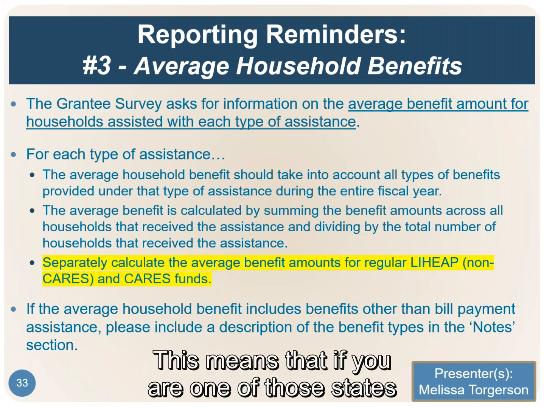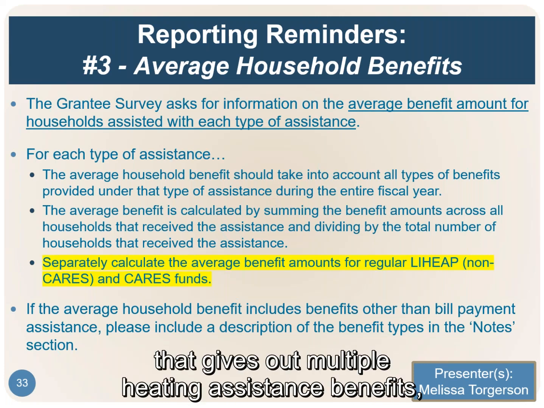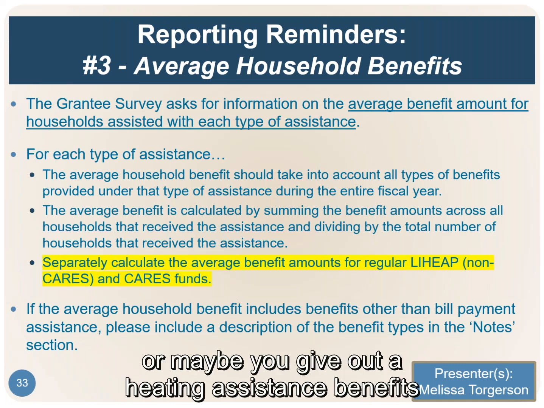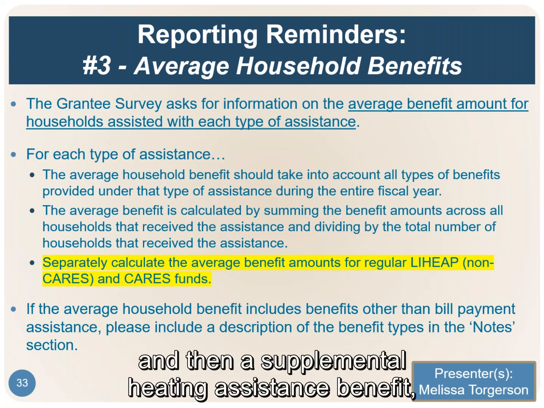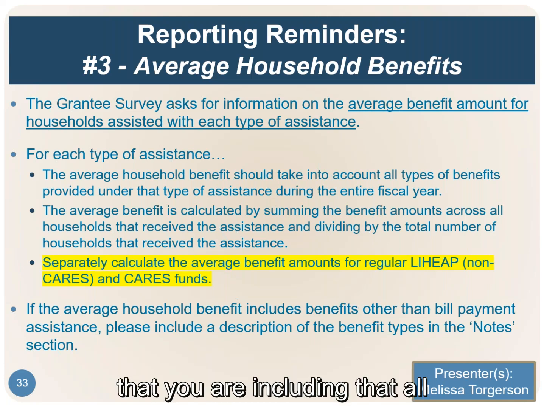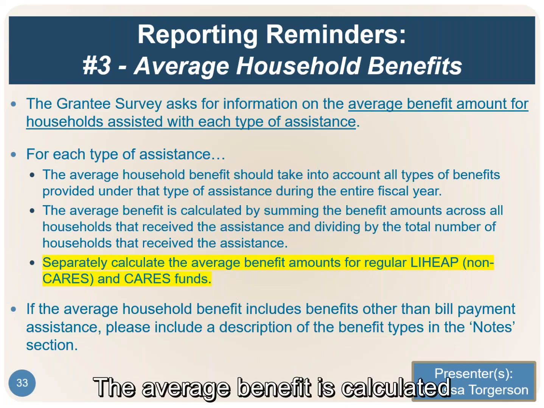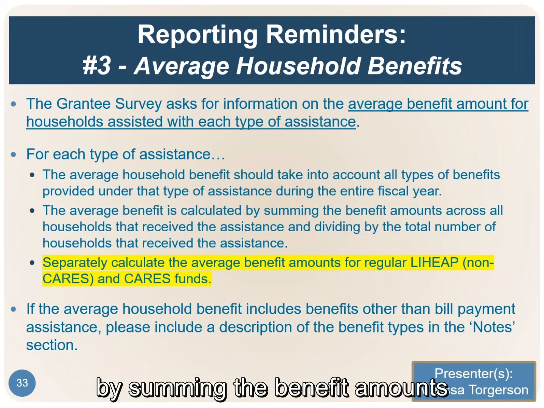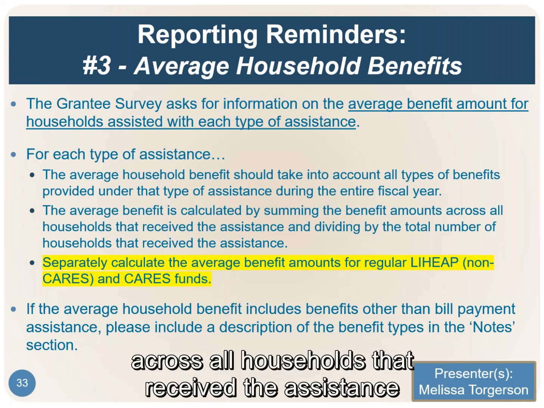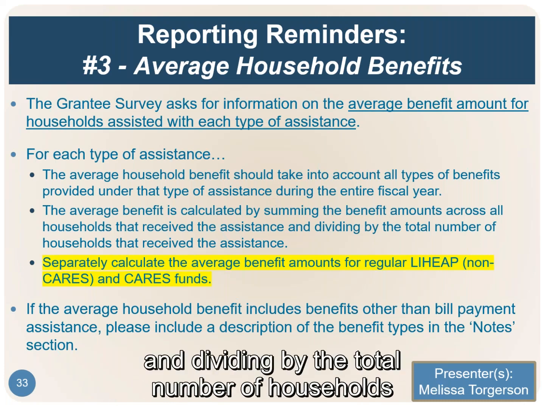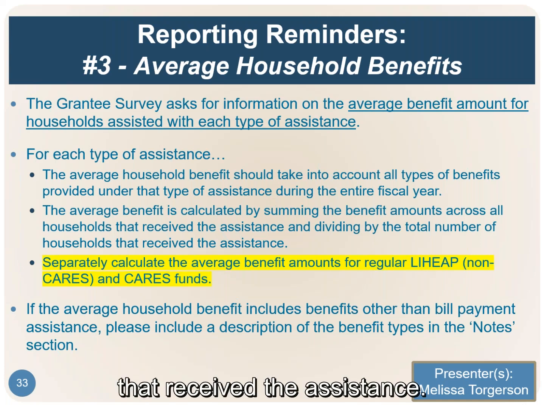This means that if you are one of those states that gives out multiple heating assistance benefits, or maybe you give out a heating assistance benefit and then a supplemental heating assistance benefit, you'll want to make sure that you are including that all when you calculate the average benefit for heating. The average benefit is calculated by summing the benefit amounts across all households that received the assistance and dividing by the total number of households that received the assistance.